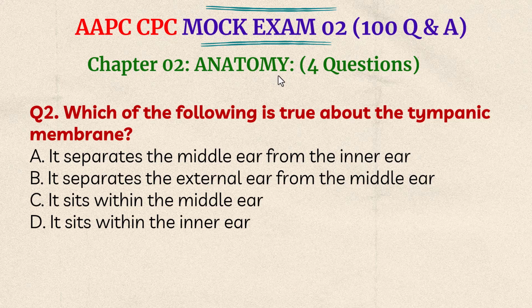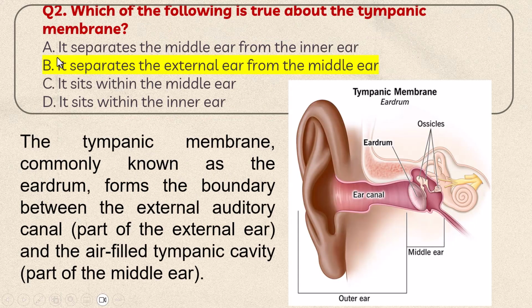Question number 2. Which of the following is true about the tympanic membrane? A. It separates the middle ear from the inner ear. B. It separates the external ear from the middle ear. C. It sits within the middle ear. D. It sits within the inner ear. So think the answer. The correct answer is B. It separates the external ear from the middle ear.